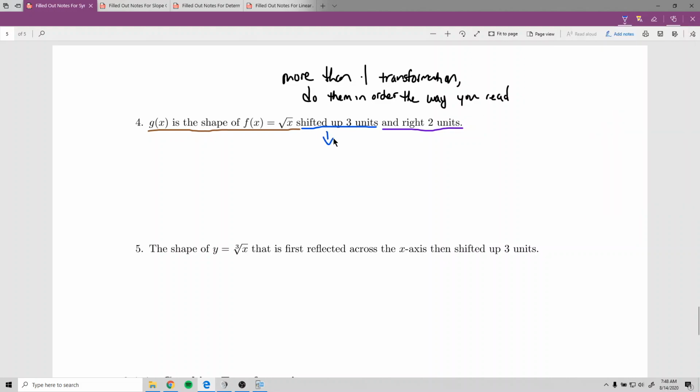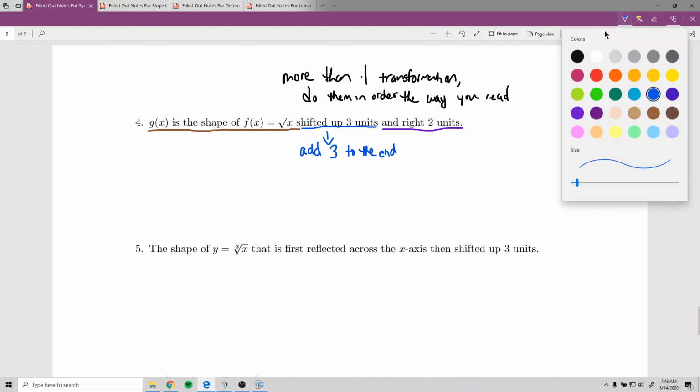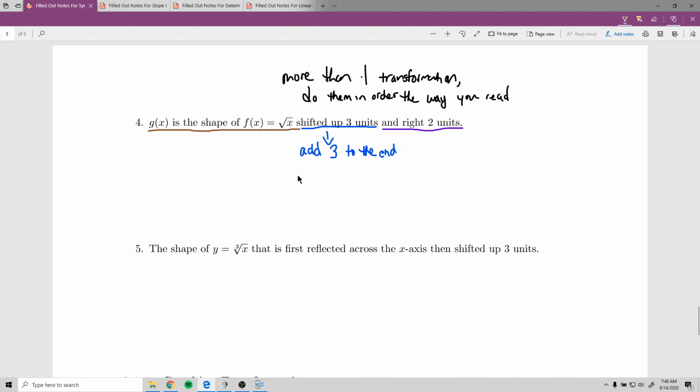Right, so what does shifting up 3 units do? Shifting up or down, you add or subtract the number at the end. So what we want to do, shift up 3 units, we add 3 to the end. Now, do it one at a time. Don't do both out in words and then try to do them both together. Do one at a time. So we got the square root of x, and then we add 3 to the very end.